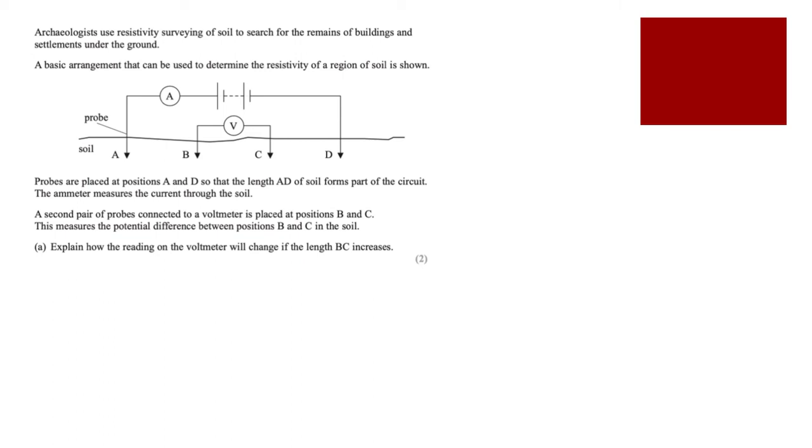Well, we just talked about how the length of a wire increases its resistance. So same here, the farther B and C are apart, the greater the resistance will be. And what does that mean? It means that there'll be a greater potential difference from one end to the other if we have this constant current.